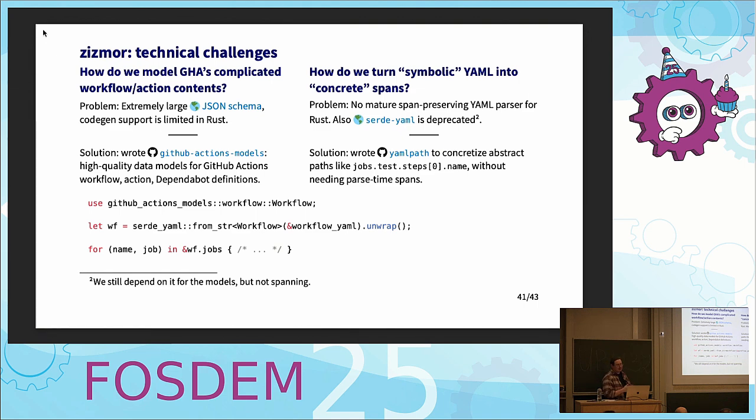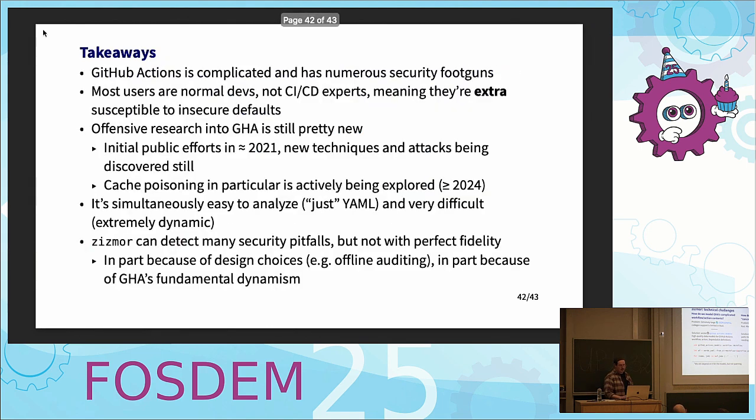And the answer is, well, we couldn't, there's no real span-preserving YAML parser for Rust, and also YAML is sort of deprecated, which it still is, and we still depend on it. But we wrote YAML path, which concretizes that abstract path, like job test steps zero name, back into a source-level syntax span for pretty rendering.